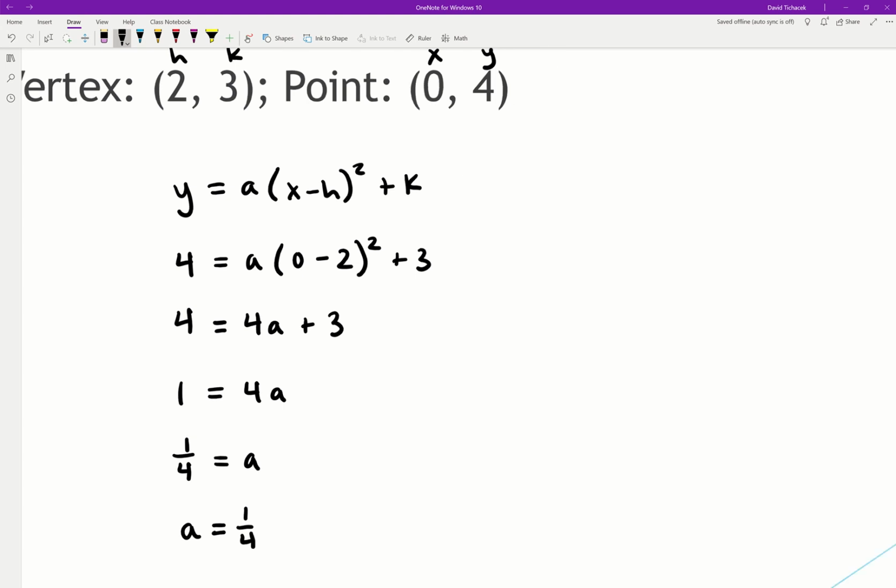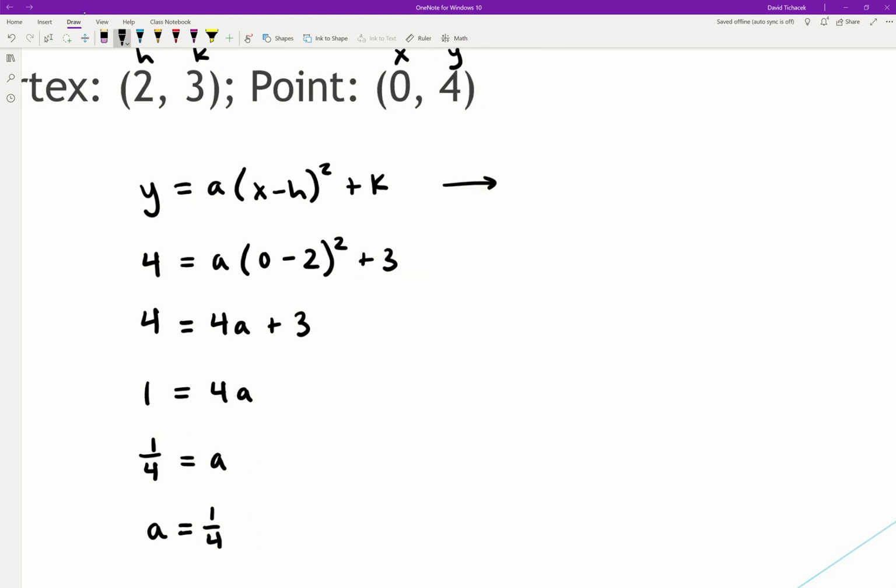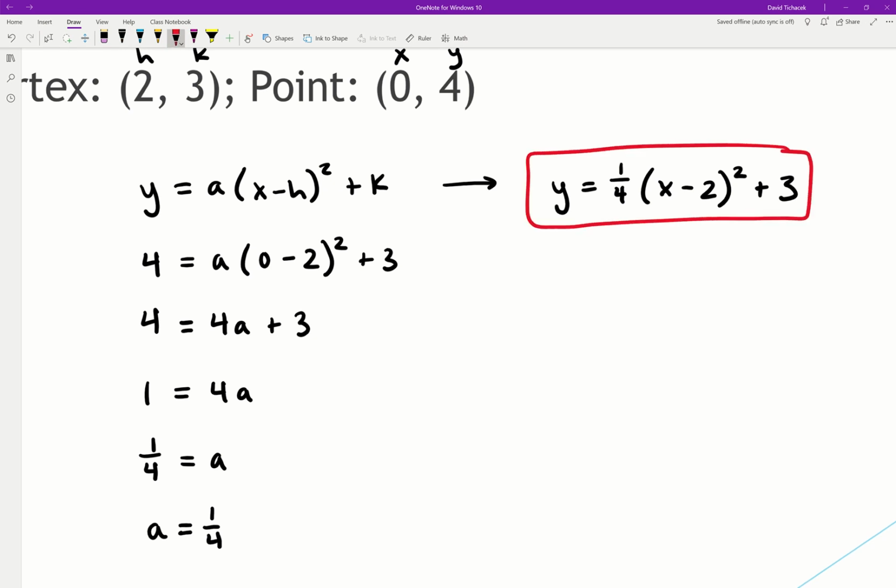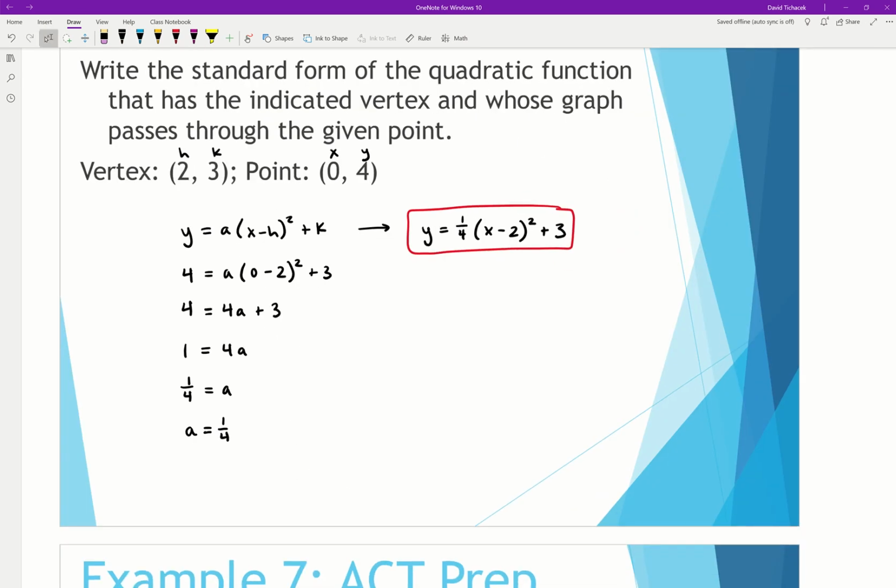Okay? And so now that I have all my unknowns, I can go ahead and write out the complete function formula here, complete with the a value and my h and k. I'm going to write that out as 1/4 times the quantity x minus 2 squared plus 3, and that will complete the problem. There is your function formula that has that information.